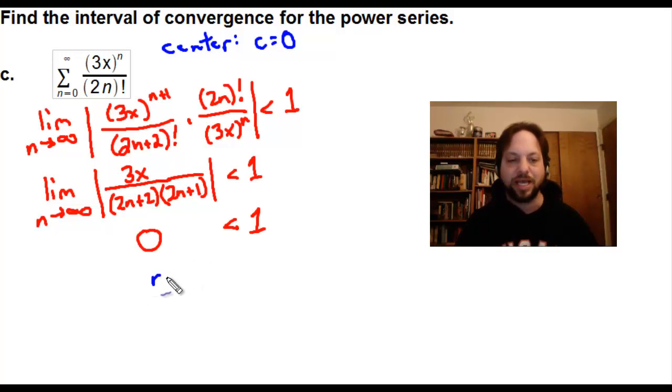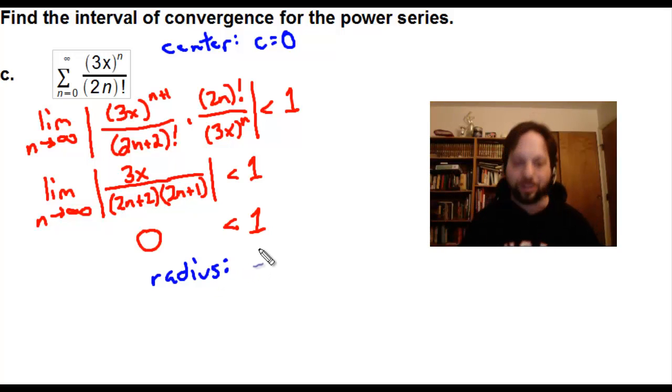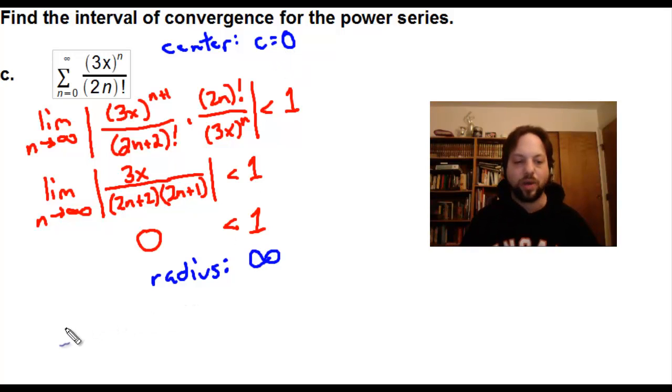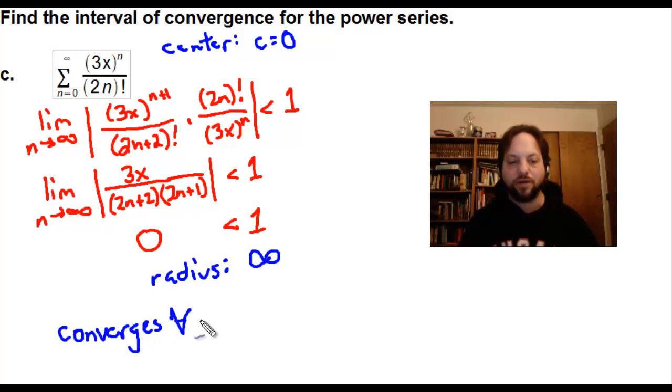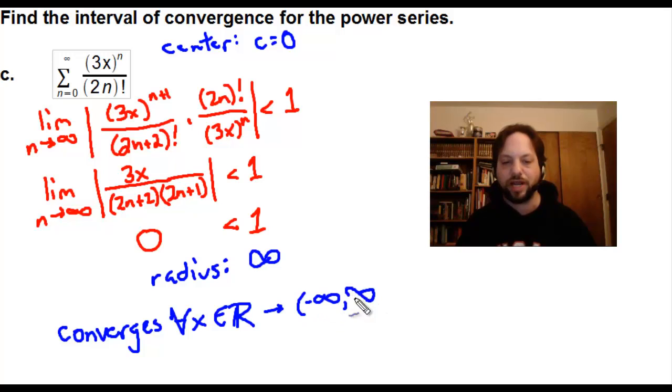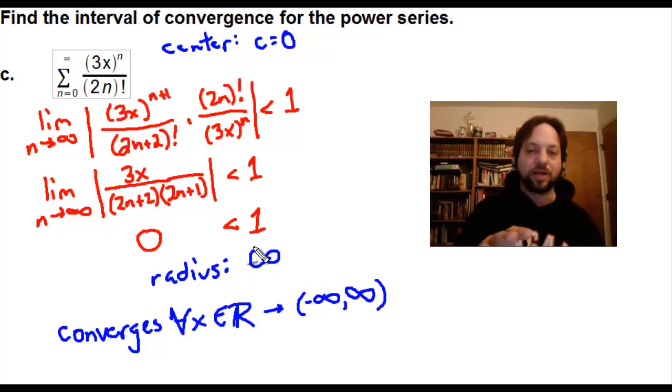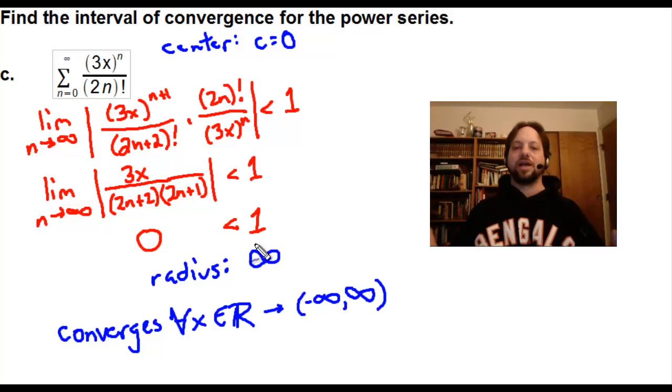And so what this tells me is that our radius, since this is always a true statement for all values of x, our radius is going to be infinity. Well, if our radius is infinity, it really is irrelevant where our center is. What I'm going to conclude here is that this power series converges for all values of x that are in the set of real numbers. Or, if you prefer, it converges for negative infinity to infinity. Because my radius was infinity, the center was irrelevant, and I will converge everywhere.